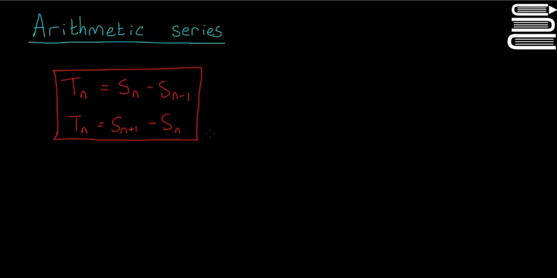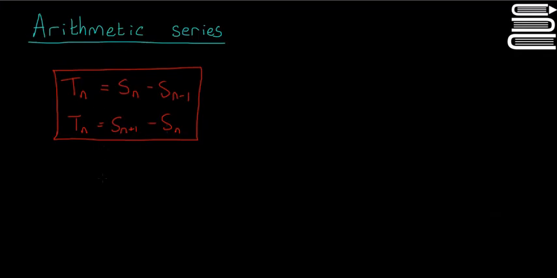Now we're going to start looking at harder examples of arithmetic series. So the golden rule we're going to use for arithmetic series is this one here in the red box. It's the same thing, just written in two different ways, depending on your textbook. So I'll go through it anyway. T of n is equal to S of n minus S of n minus 1, or T of n is equal to S of n plus 1 minus S of n.